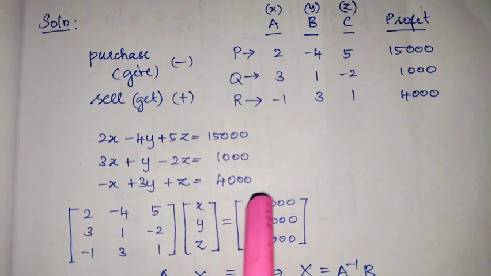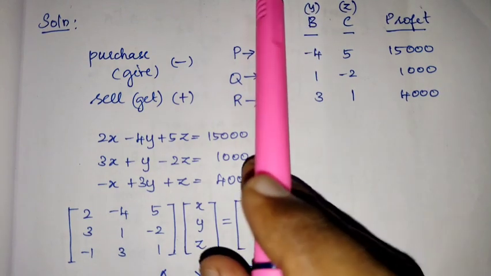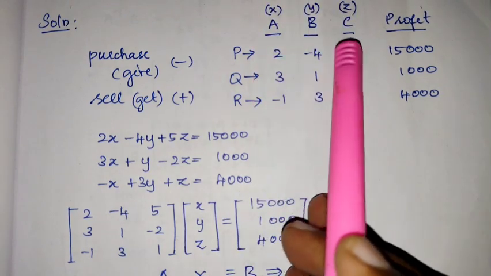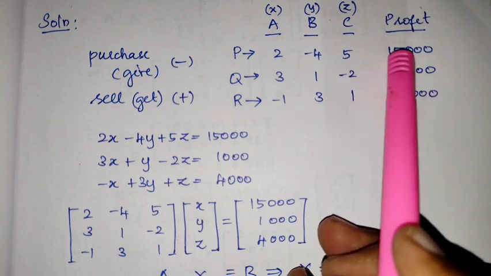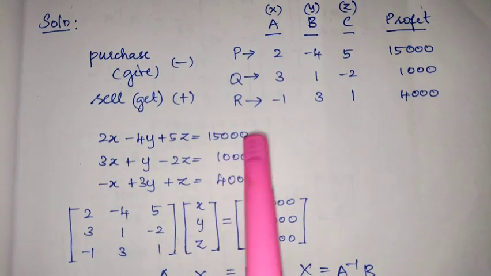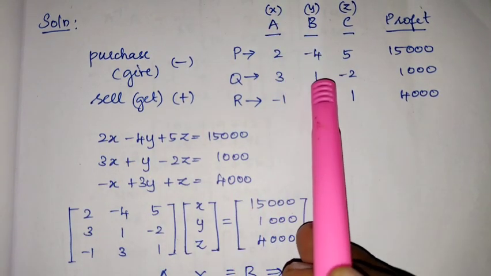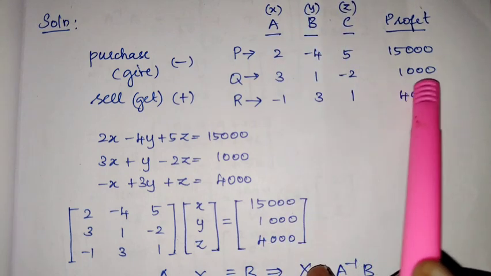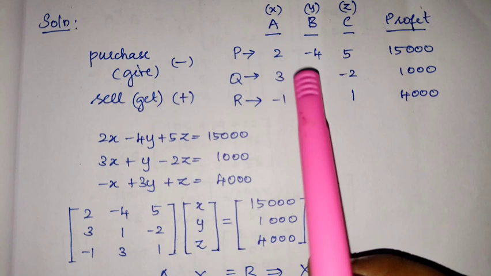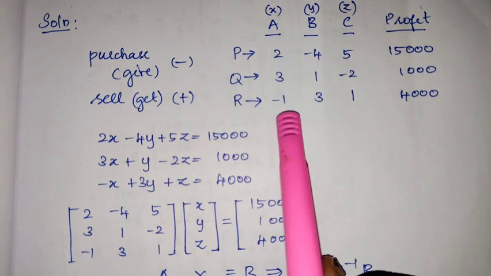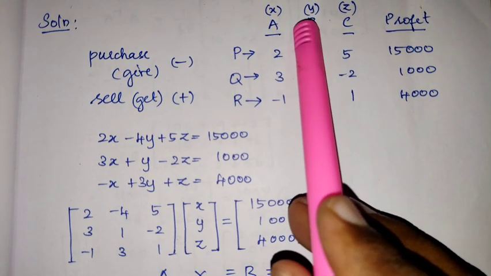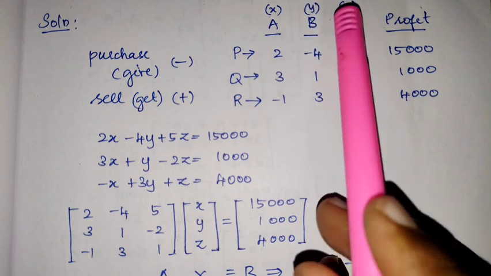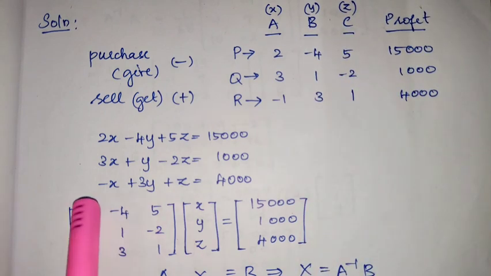Right, now see here. This is x. So 2x minus 4y plus 5z is equal to 5,000, equation 1. 1x plus 1y, that is y, minus 2z is equal to 1,000, equation 2. Minus 1x, which is minus x, plus 3y plus 1z, which is z, is equal to 4,000, which is equation 3.